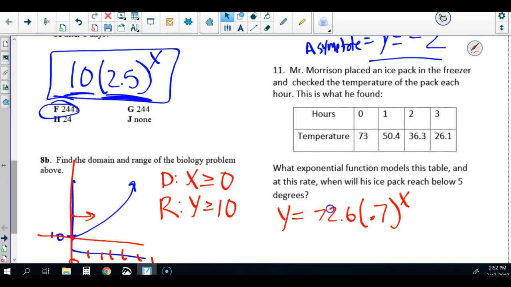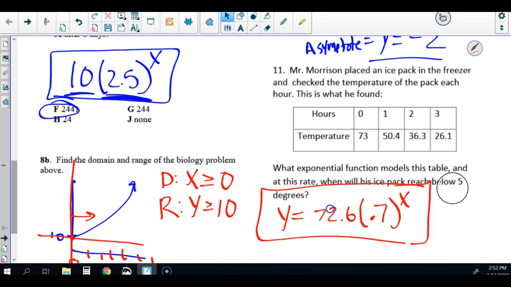I want to know when this equation will reach below 5 degrees. Not -5 degrees, not 5 degrees below 0, but just when will it drop down below the 5-degree mark. There's been some confusion there. I don't know the number of hours it will take. I don't know the x, but I do know that I want y to be 5 or less.